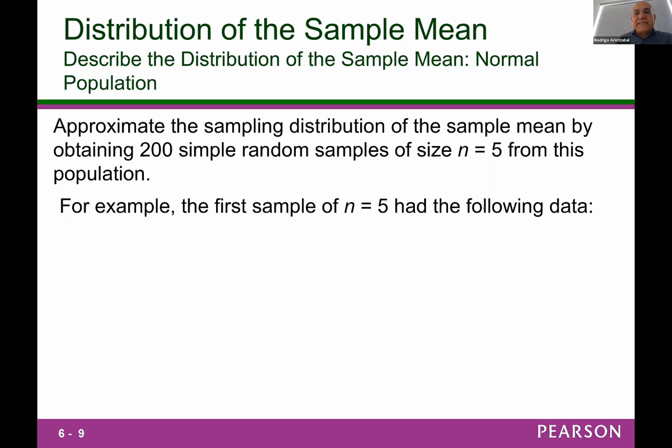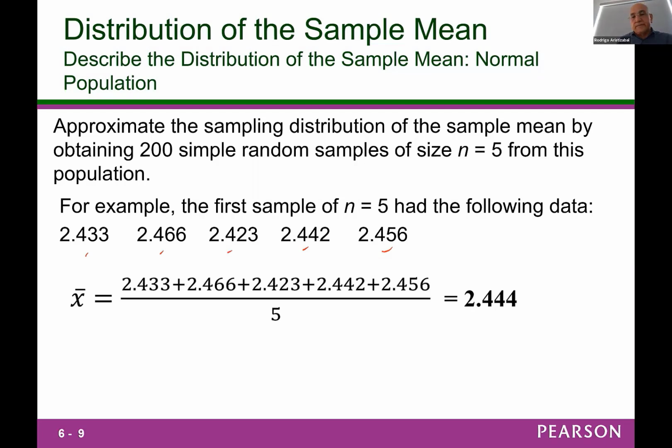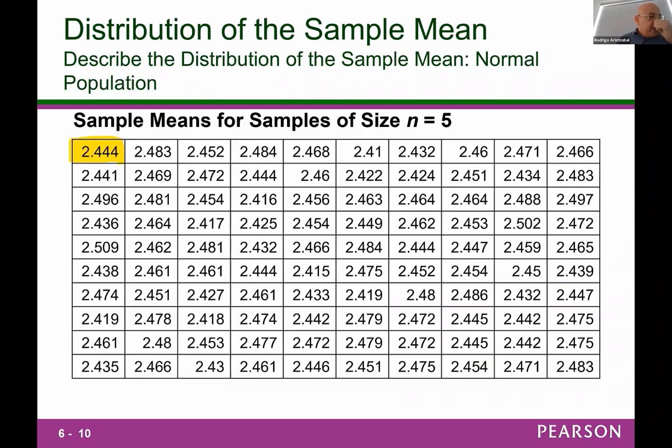Actually, when we select the first sample, suppose that this is the first sample, we weigh all the pennies. We have 5 pennies: 1, 2, 3, 4, 5. Then the mean of these 5 pennies will be 2.44. We sum all of them and divide by 5. This will be my first sample mean among these 200 samples that we are going to obtain.